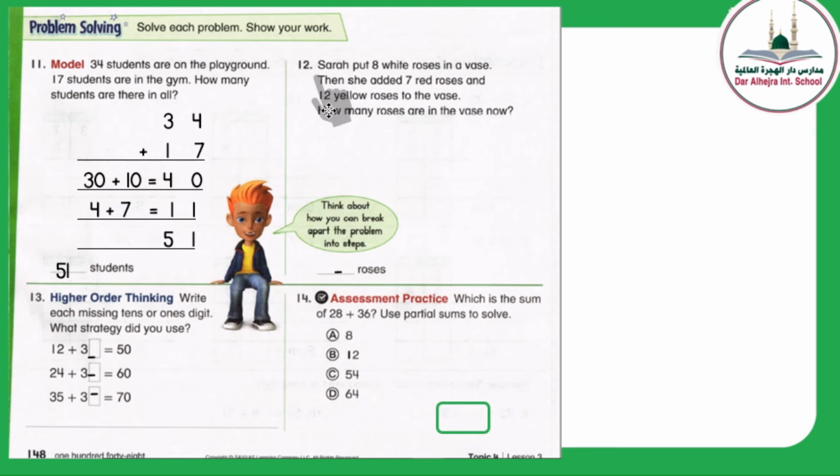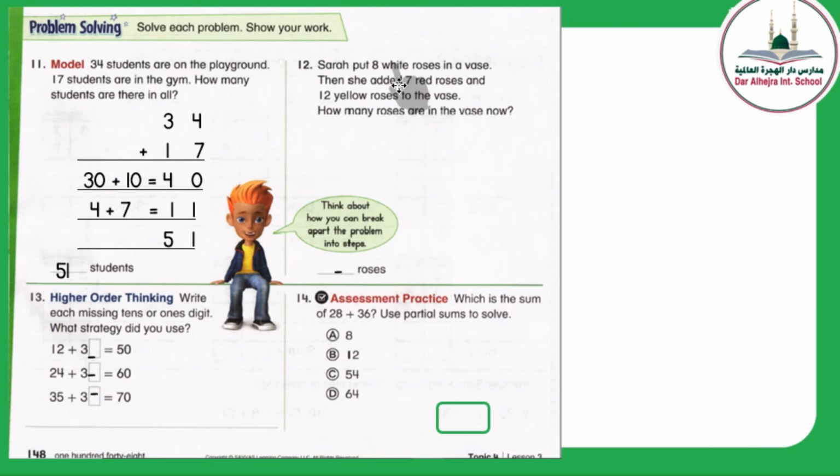Next we are going to solve this question. Sarah puts 8 white roses in a vase. Then she adds 7 red roses and 12 yellow roses to the vase. How many roses are in the vase? Now we have to think about how you can break apart the problem into steps.